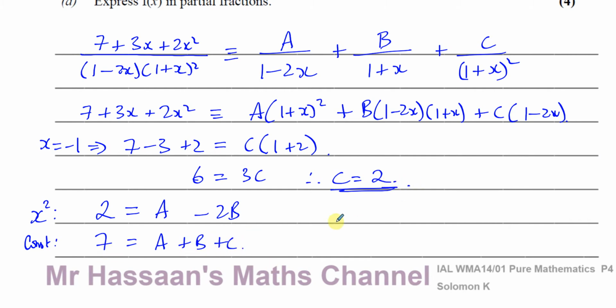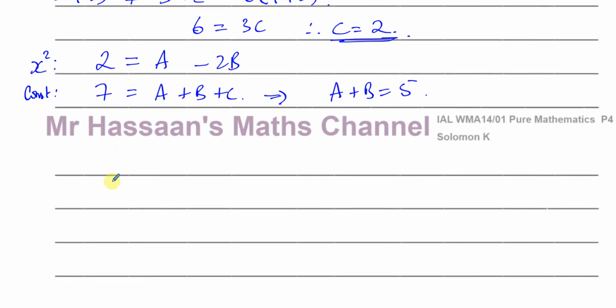Now I know c equals 2. So I can say that 7 minus 2 is a plus b. So I can say a plus b is equal to 5. So now I have a pair of equations. I have a minus 2b equals 2. And I have a plus b equals 5. I can use simultaneous equations to solve this.